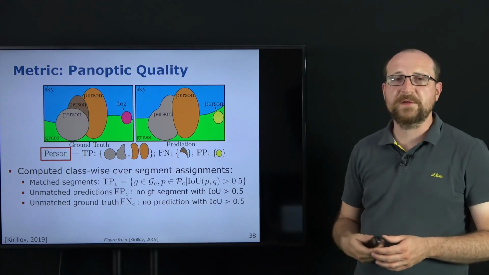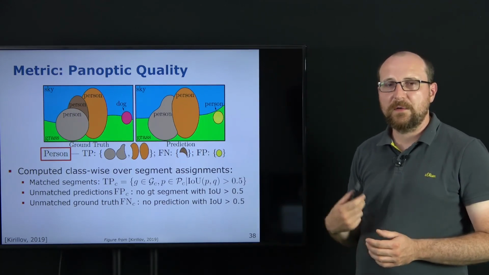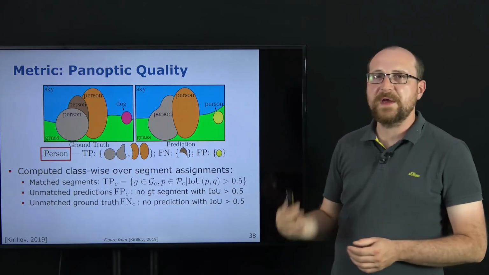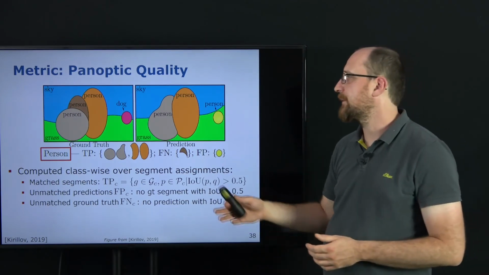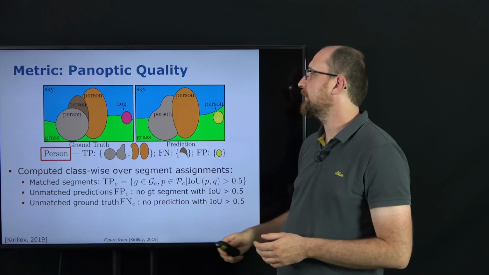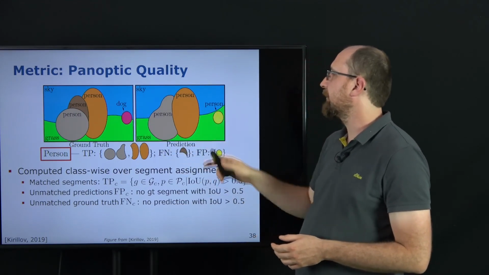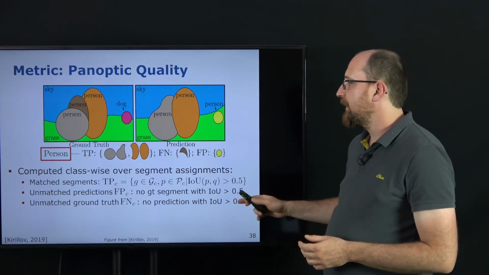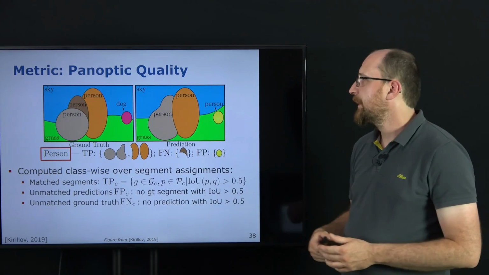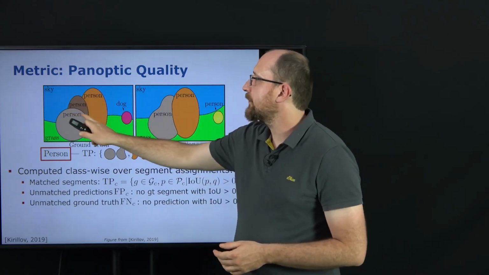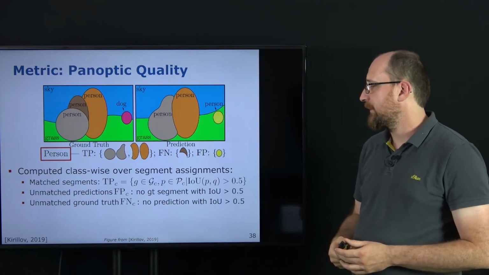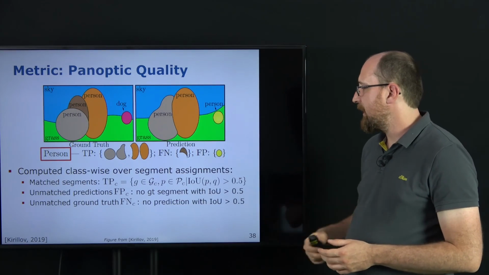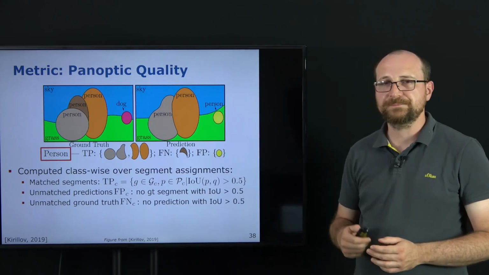And then we have unmatched predictions, which in this case are false positives. So we have a prediction here of person, which cannot be matched to another person segment in the ground truth, because this should be a dog, and we are classifying this as person. So therefore this is a false positive. And then we have unmatched ground truth segments, which in this case is this person segment here, which is then the false negative. So for this we don't have any predictions that have a larger overlap than 0.5.